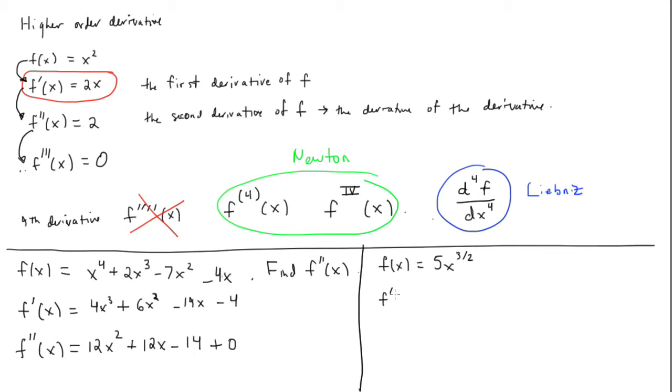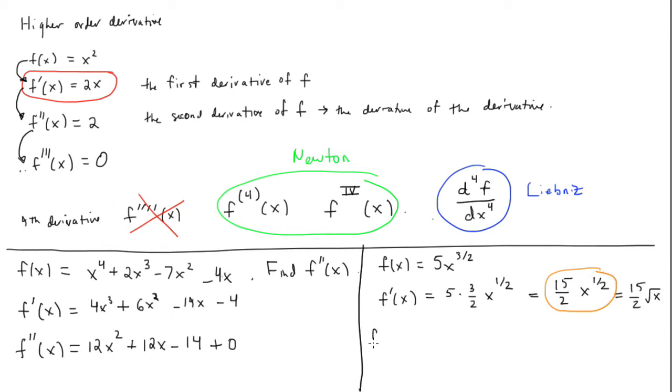So the first derivative will be 5 times 3 halves x to the 1 half. And then we could simplify that just a little bit as, say, 15 halves x to the 1 half, or if you want, 15 halves square root of x. But I'm going to go ahead and leave it in this form here for right now because we're not finished.